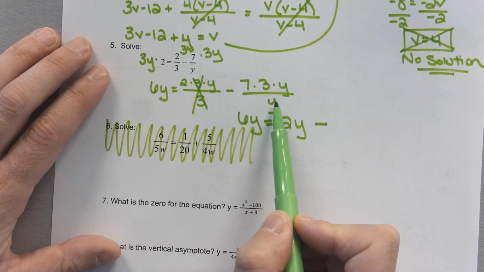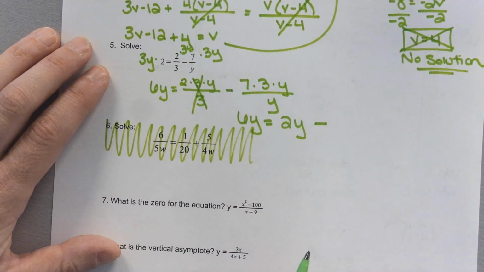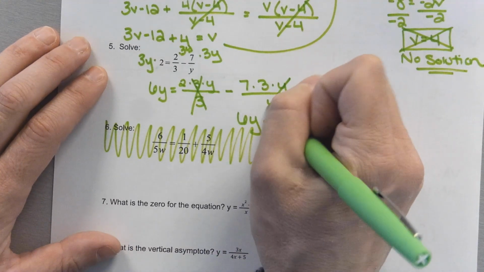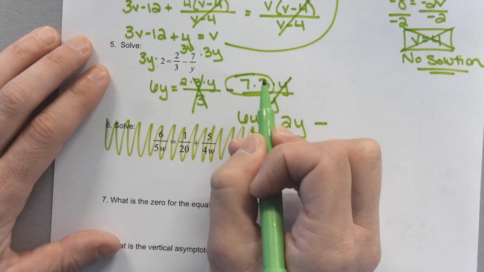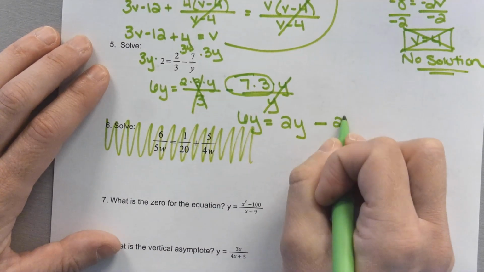So the 3's canceled, so I just have my 2 and my y. Over in this fraction, what cancels? The y. The y's cancel. So I have negative 7 times 3, which is negative 21.